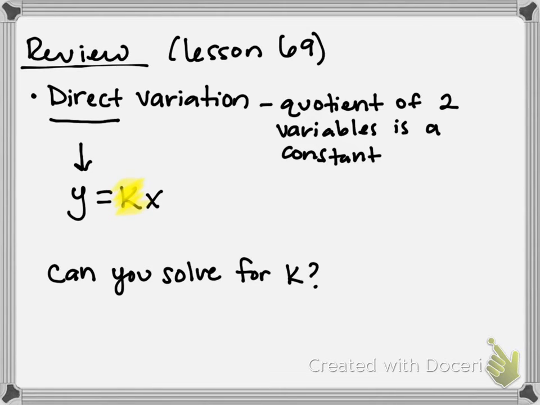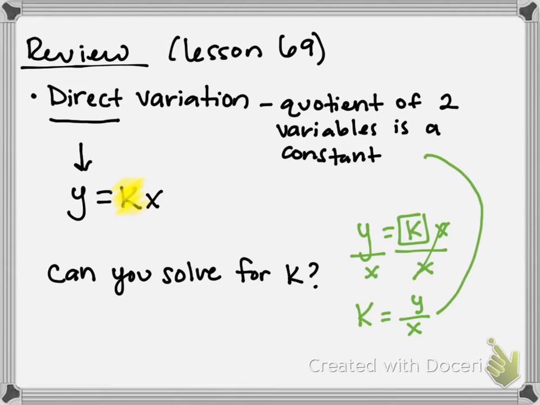Could we solve this equation for k? Sure we could, right? Let's think about what we need to do to solve for k. We currently have y equals kx. I want to get k all by itself. So right now k is being multiplied by x. What is the opposite of multiplying something? Well, that would be dividing. So I'm going to divide both sides by x. And I get k equals y divided by x, which is our definition right here. It's a quotient, which means we're dividing, of two variables, y and x, and that quotient is a constant.